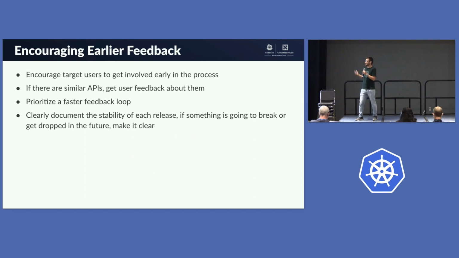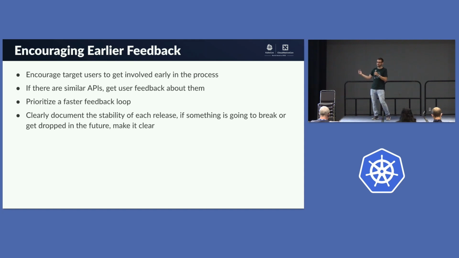Similarly, if there are similar APIs, we can get feedback from them. I am very familiar with the mistakes we made in the Ingress API, and so this is really the next generation of that API. So we're at least trying to learn from those mistakes and build better on top of the feedback we already got from previous APIs.